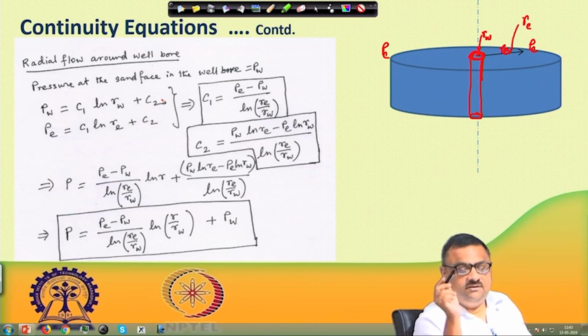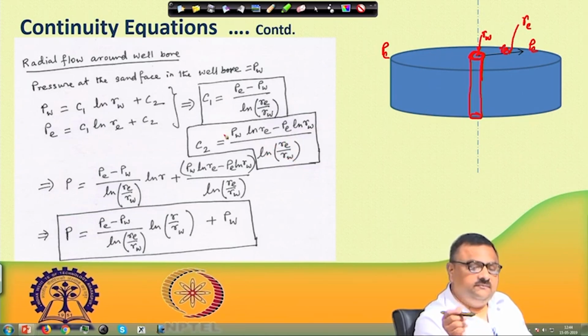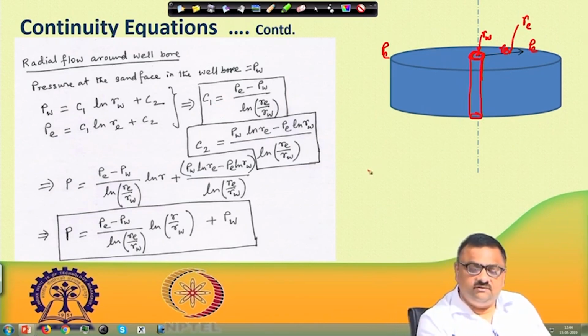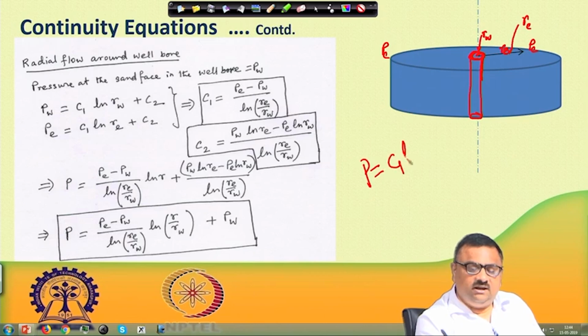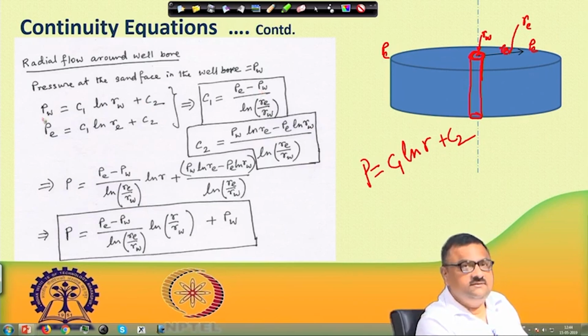If we solve these two equations, we get C 1 is equal to P e minus P w divided by ln of R e by R w, and C 2 is equal to P w ln R e minus P e ln R w divided by ln R e by R w. So these are the C 1 and C 2 that we end up with. Now the original equation was P is equal to C 1 ln R plus C 2. First you solve these two equations, and then whatever C 1 and C 2 you get, you put it here.